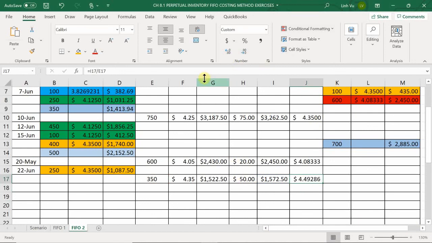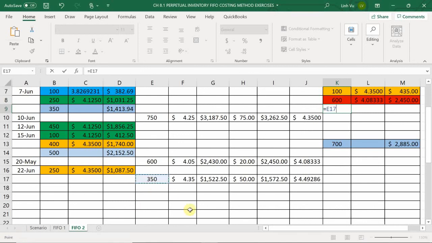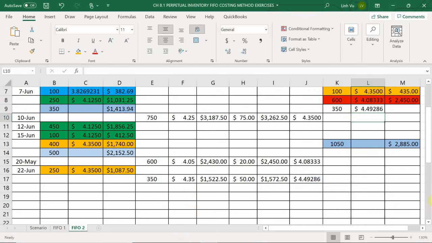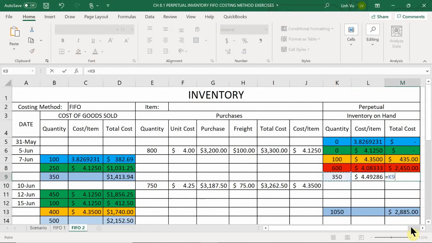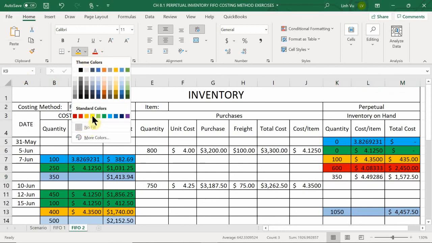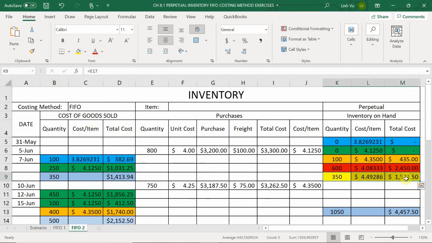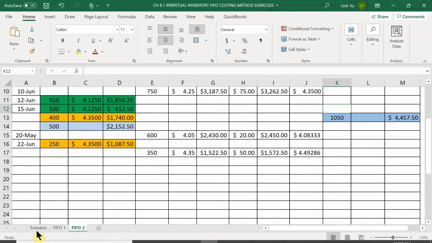$4.49286. So plug that in to your inventory on hand over here. So we have an additional 350 costing $4.49 here. Okay, to give you a total cost of $1,572.50. And I guess I'll make this one yellow since it's not next to orange. Okay, there you go.